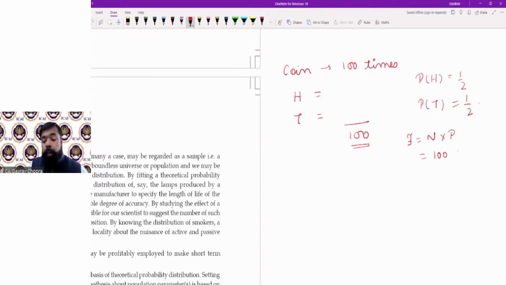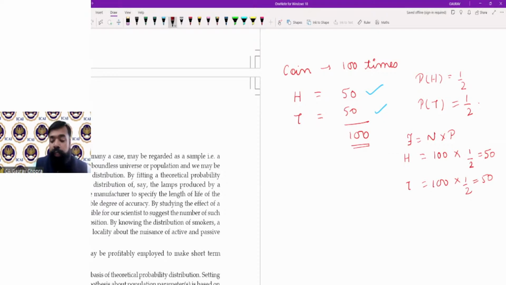So 100 multiplied by the probability of getting head, which is half. So the result is 50. So we can write 50 times head will come. And similarly, tail will also come 50 times. So Dimple has given the answer 50, 50. Yes. So 50 times heads and 50 times tails.